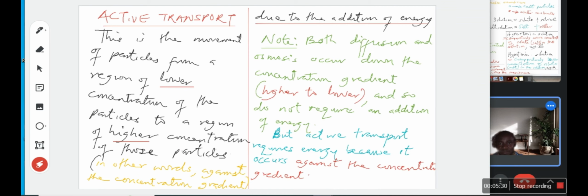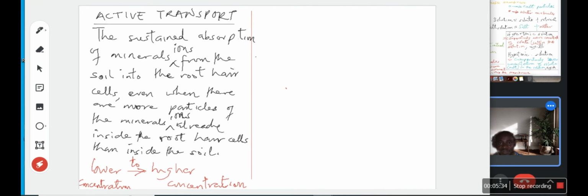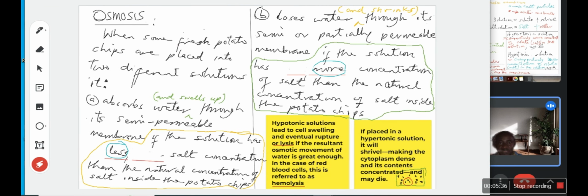Okay. Before we talk about active transport, I want us to look at this. Go to page 9.